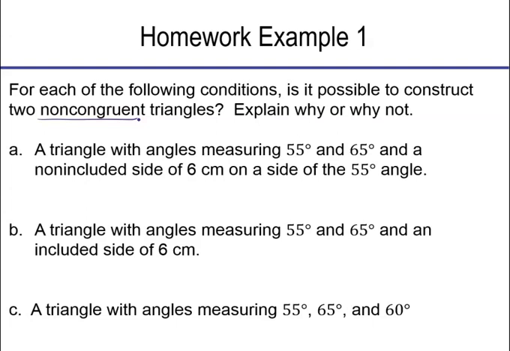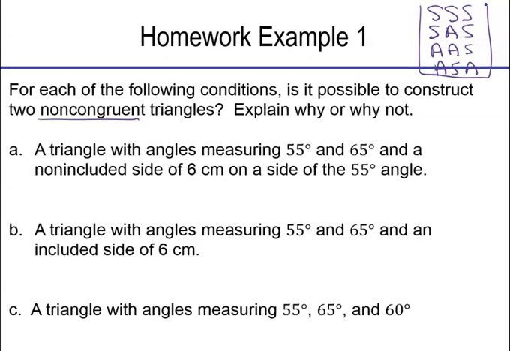Now remember, in construction, what have we done so far? We constructed a side, side, side situation, and then we used that to show that two triangles were congruent. We did a side, angle, side situation. Again, we did some construction, and we showed that two triangles were congruent. We also have angle, angle, side, and we have angle, side, angle. These are in no particular order, but that's what we have.